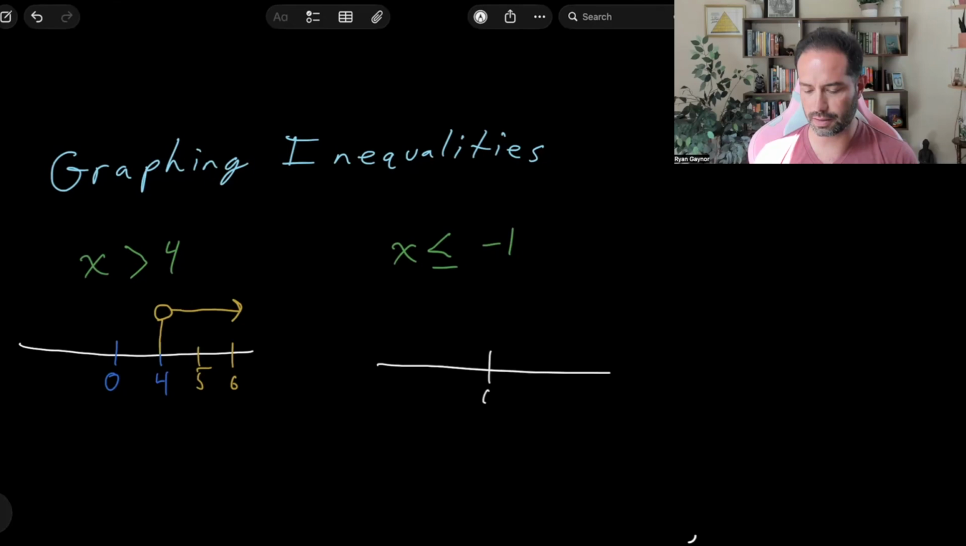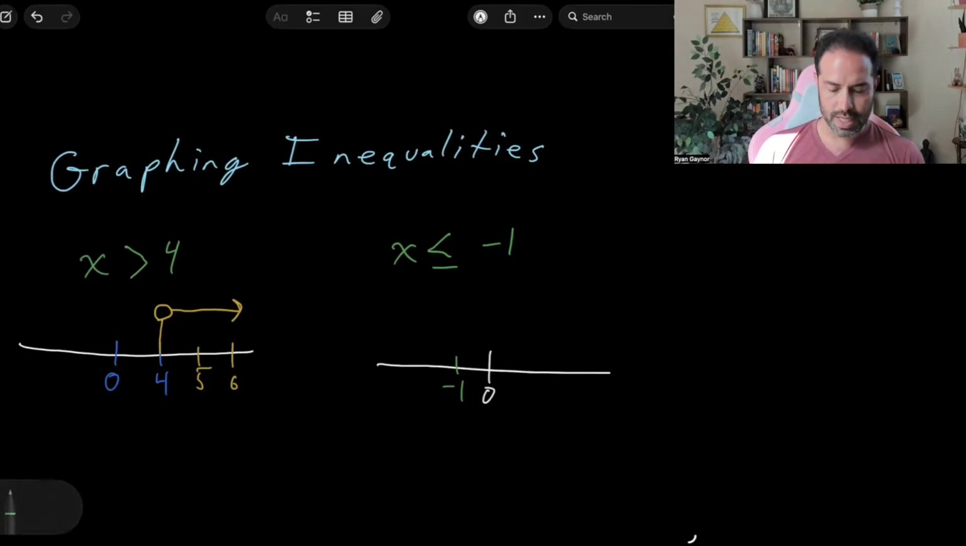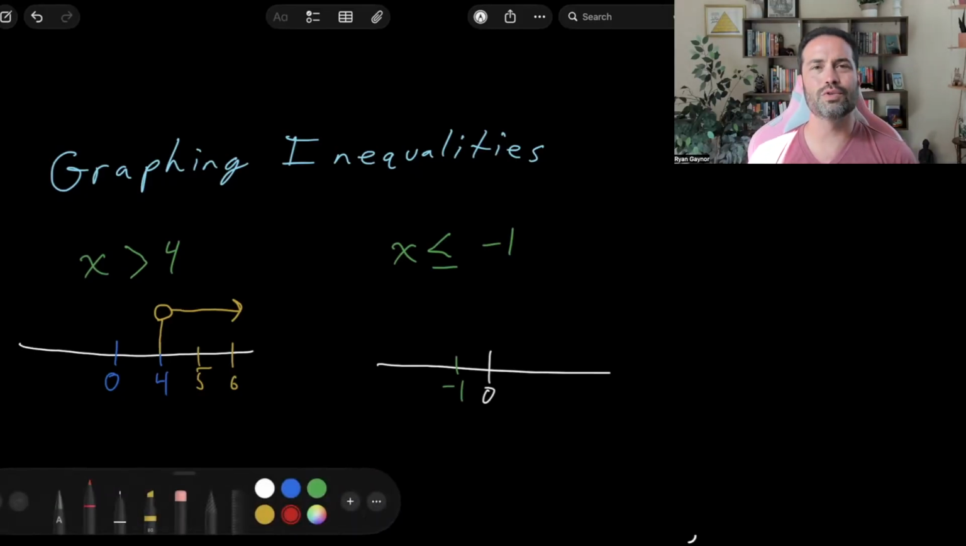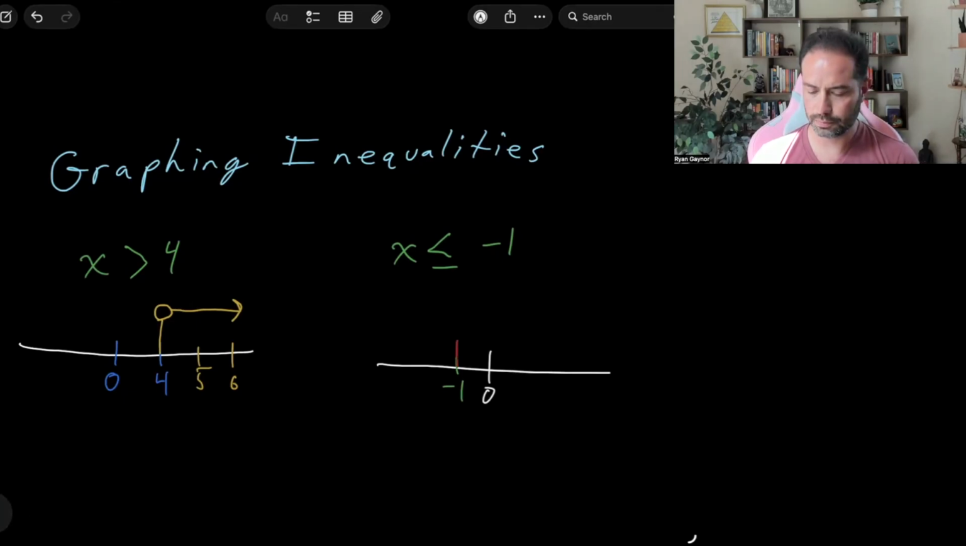So we've got our 0. We've got our -1. So now we want to go to the number, right? So -1. We're going to put a closed circle this time because it says equal to, so we're including it, right? We're grabbing onto it, right? Including it.